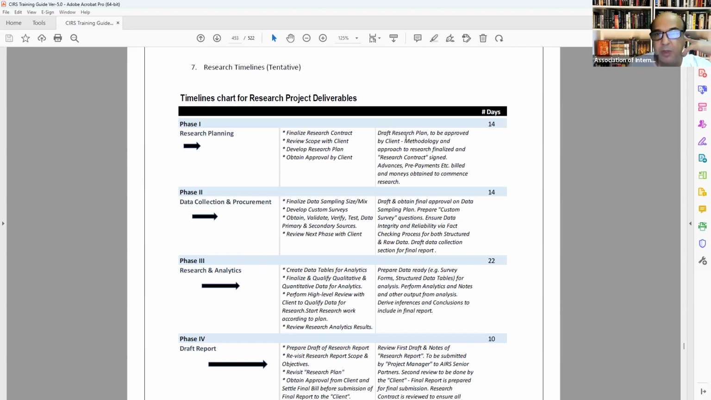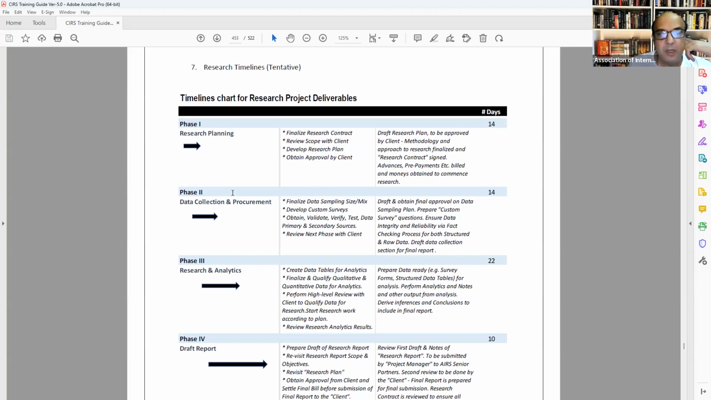A little bit more on the remarks, somewhat more giving details of what is involved in the phase. Okay, so draft research plan to be approved by the client, methodology and approach to research finalized, and research contract signed, advance prepayments, etc. So a little bit extra. Let's call this a column where you're going to put some extra remarks. And right next to it, you've estimated that it would take about 14 days to cover this, or the planning stage.